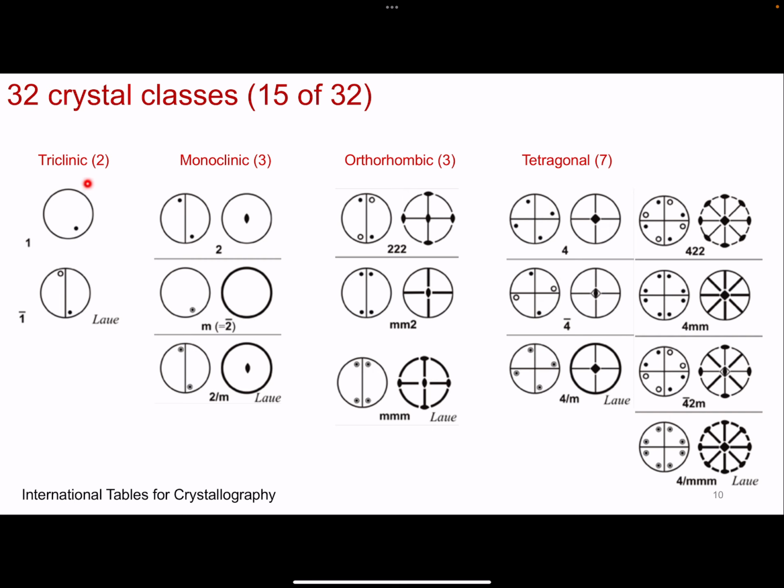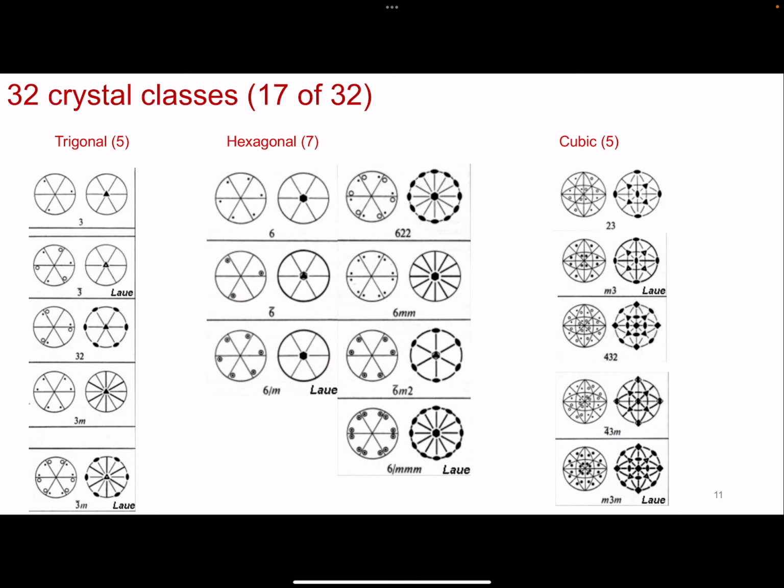So here you see triclinic, monoclinic, orthorhombic, tetragonal. And when you see Laue notation, that means there's central symmetry or inversion. And then for the remaining 17 crystal classes, you see that there are 5 in trigonal, 7 hexagonal, and 5 in cubic.